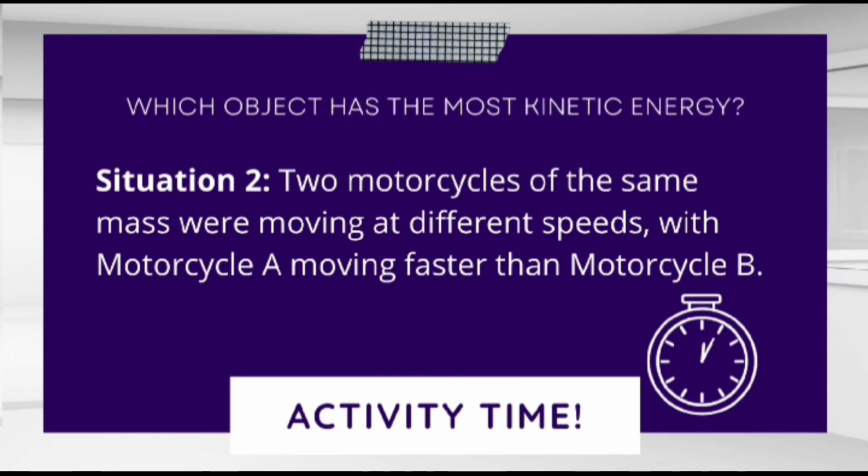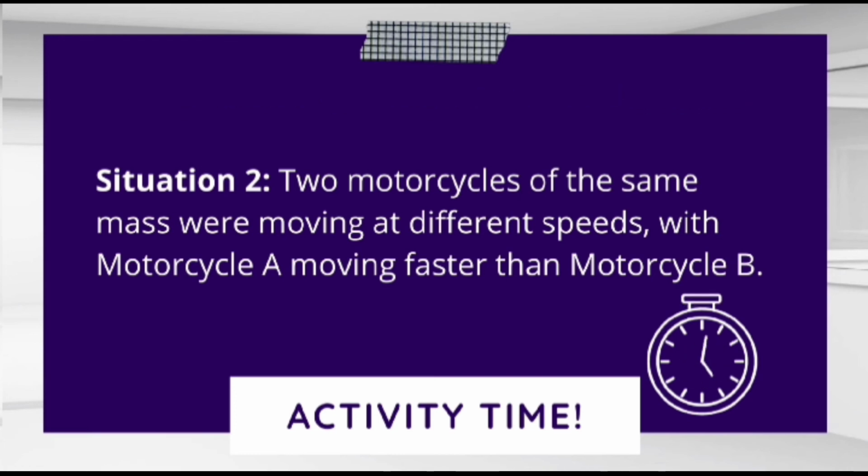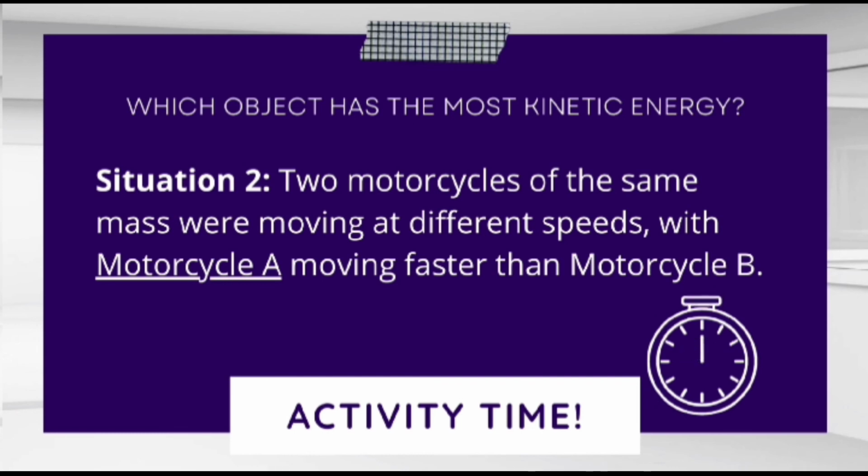Let's move on to the next situation. Two motorcycles of the same mass were moving at different speeds, with motorcycle A moving faster than motorcycle B. Which object has the most kinetic energy? Motorcycle A is the correct answer because it moves much faster than motorcycle B.